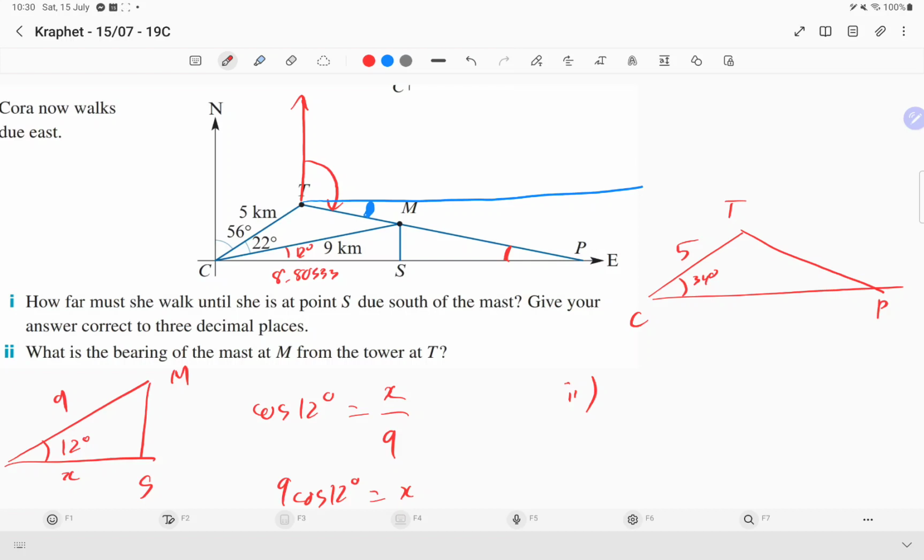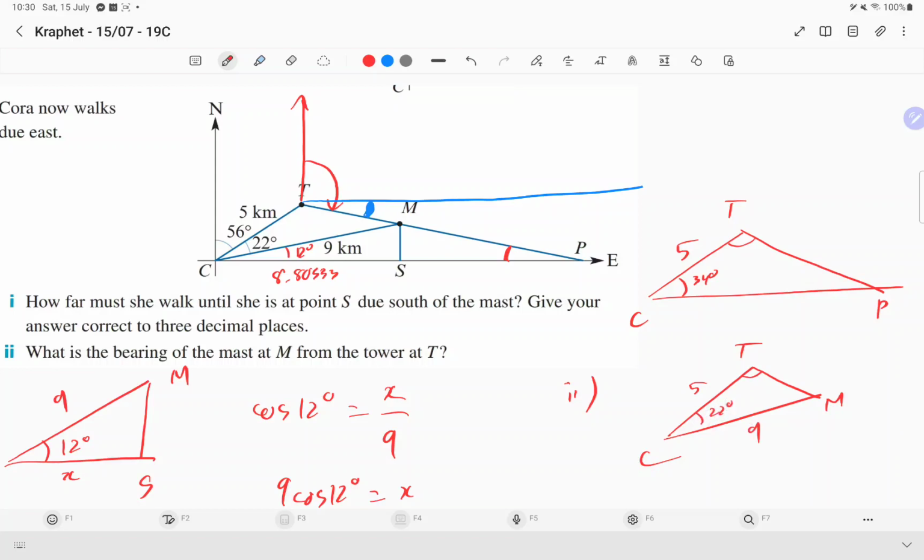Can we find T out? The angle T? Can we? I don't know, can we? Yes, we can, because we can use a different triangle. We can use CTM. Right? It's the same angle. Because P is just the extension of that. So that angle can be worked out. That's 9, that's 5, 9, and this is 22 degrees.